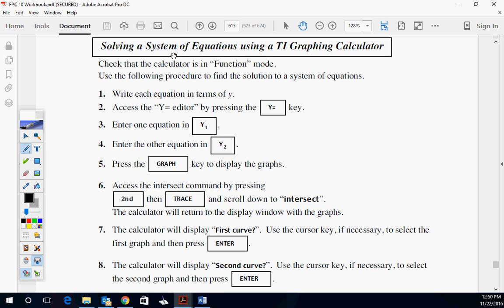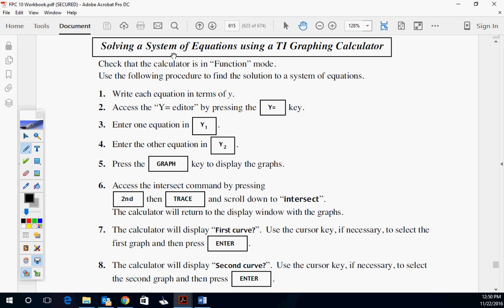Remember when we did intersect for the, what did we do the intersect for? Yeah, when we had 2 y's, remember? It's essentially the same thing, okay? So write the equation in terms of y. So we have to get the y by itself because your calculator can't graph unless it's y by itself, okay?